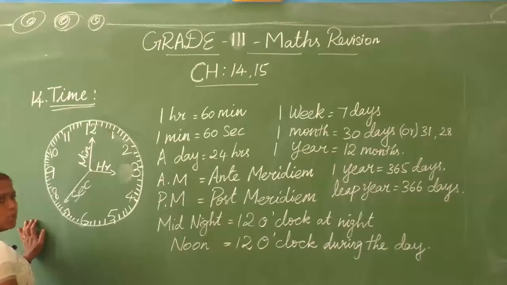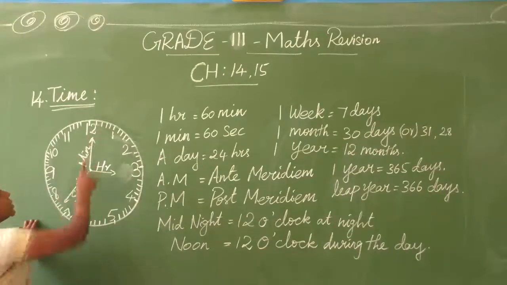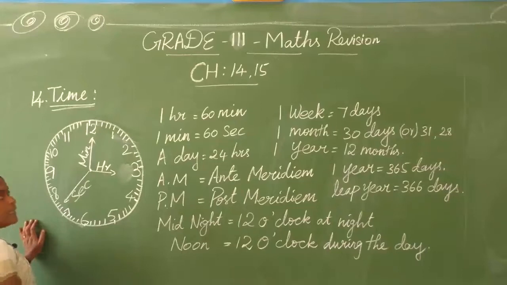Here is a clock, and 12 numbers are mentioned here. Between every two numbers there are 5 lines. Each line is called a minute.